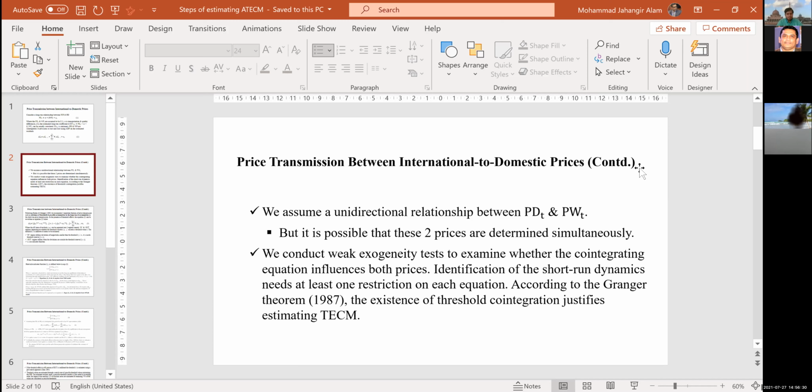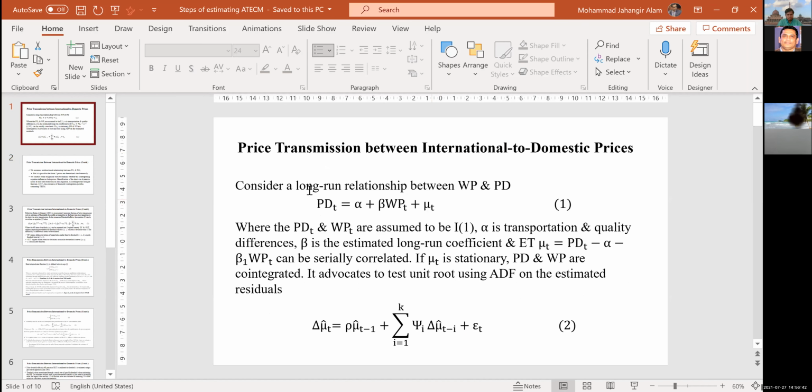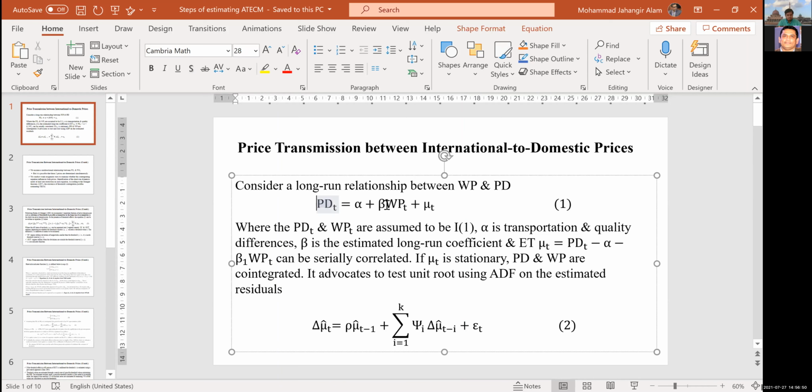Okay. So this is the price transformation. We assume a unidirectional relationship between PD, the domestic price, and the world price. That's the equation here. In other words, in econometrics we say that we normalize on this one, so PD is endogenous and the world price is exogenous.